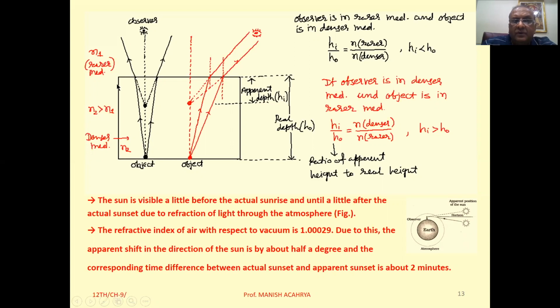Suppose we have two media. One is the rarer medium, this one, with refractive index n1. This one is the denser medium, with refractive index n2. And here n2 is greater than n1. Now suppose the object is in the denser medium and the observer is in the rarer medium.